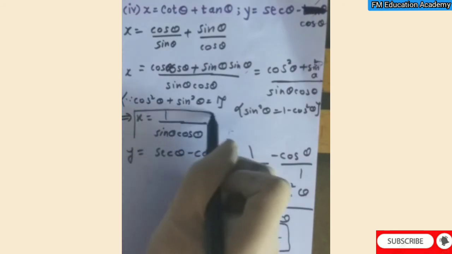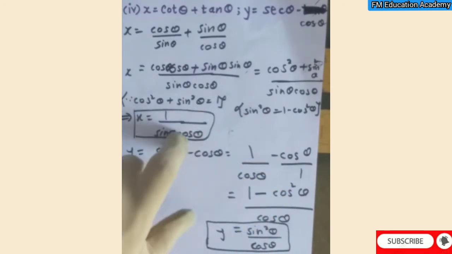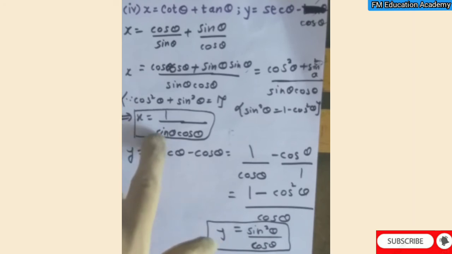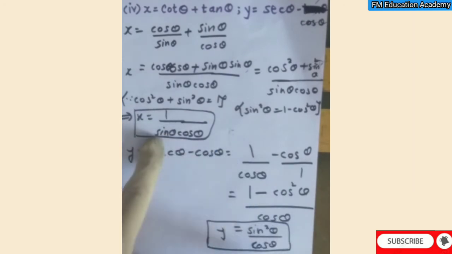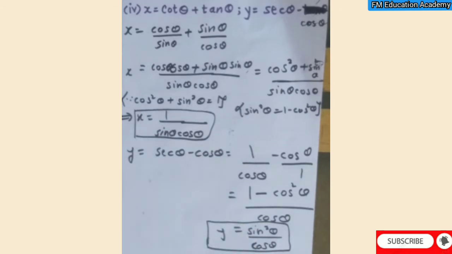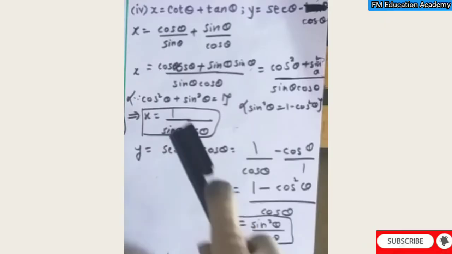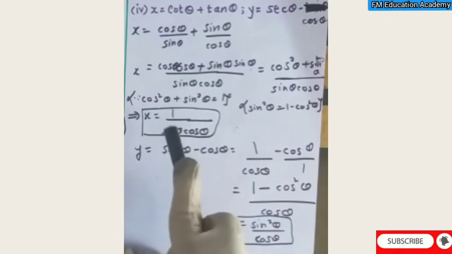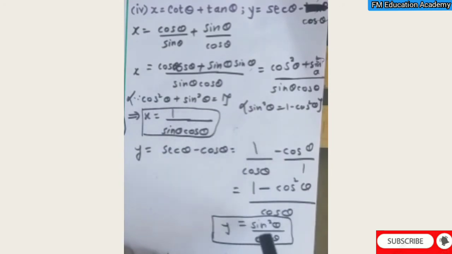So we got the value of y as sin²θ by cos θ, and we got the value of x as 1 by sin θ cos θ. What we can do here? If you multiply x² into y, we can do something. I'll tell you why. Here we want to eliminate sin θ and cos θ, and here also you want to eliminate sin²θ and cos θ. How to eliminate?